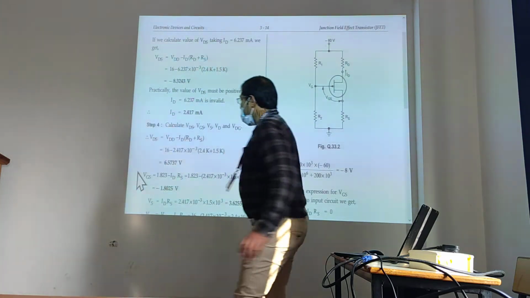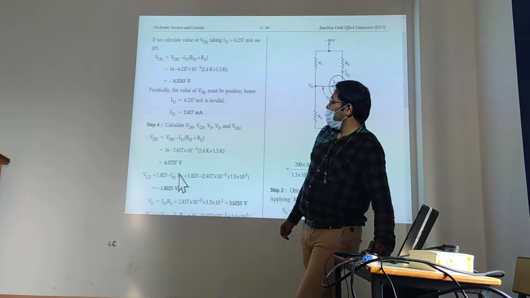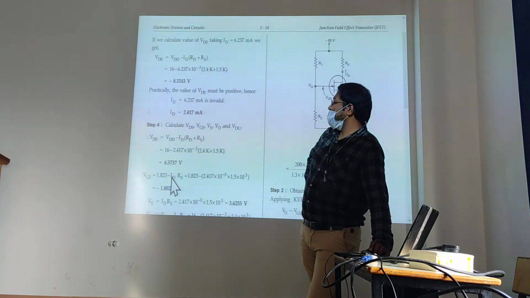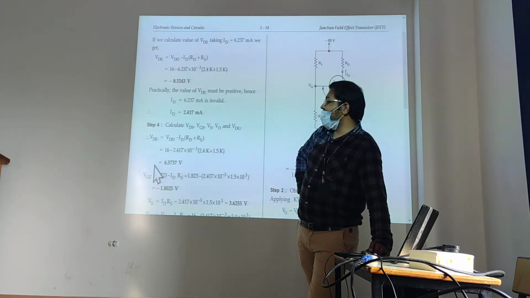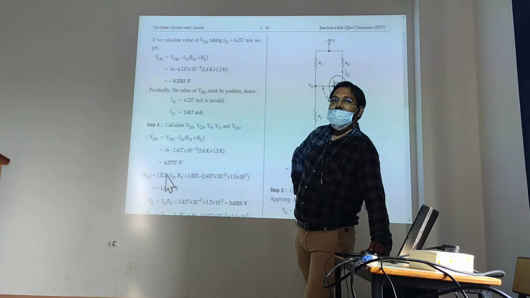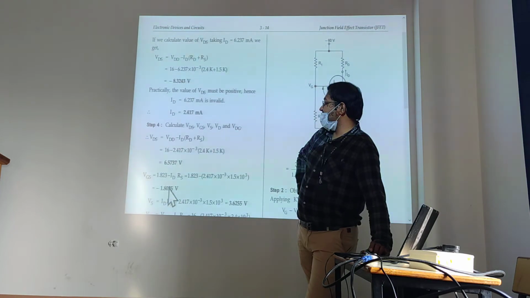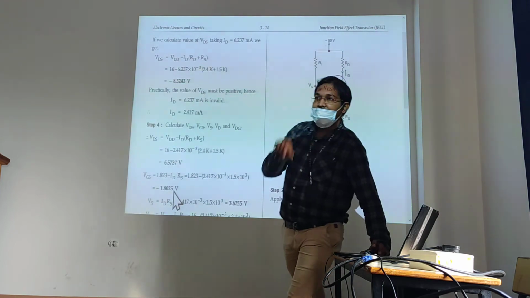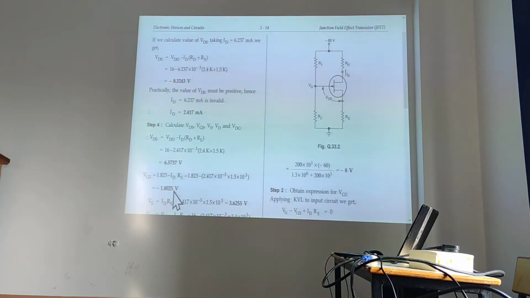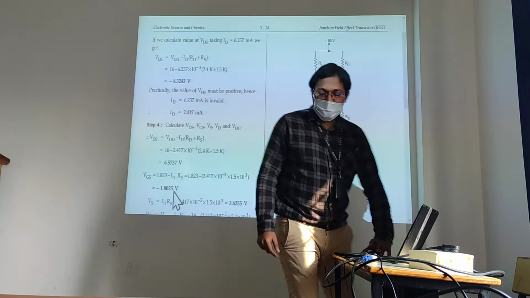So acceptable answer, we can go ahead with the calculations. Next, this is the VGS which we found in the second step. Once we get ID, I told you we can get VGS. Substituting the ID, we are getting VGS negative. VGS should be negative, yes or no? We are using reverse bias to control the gate. So VGS should be negative. So valid answer.